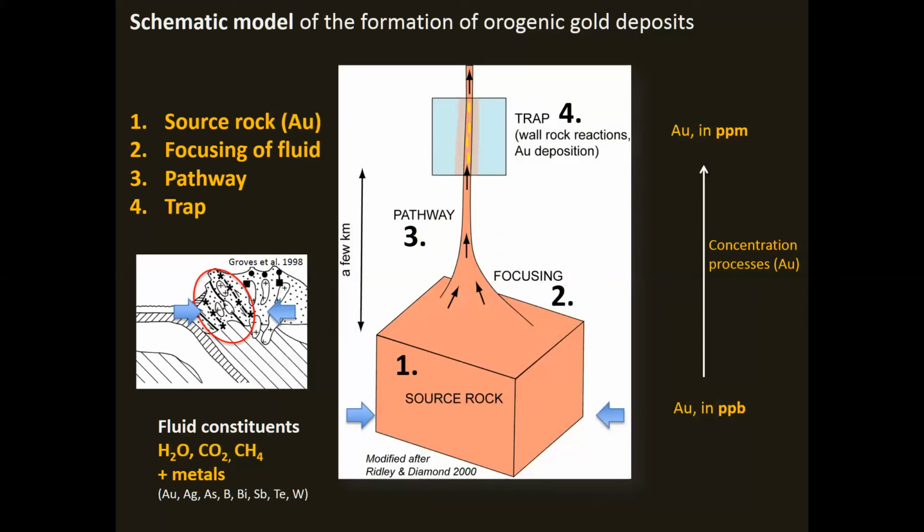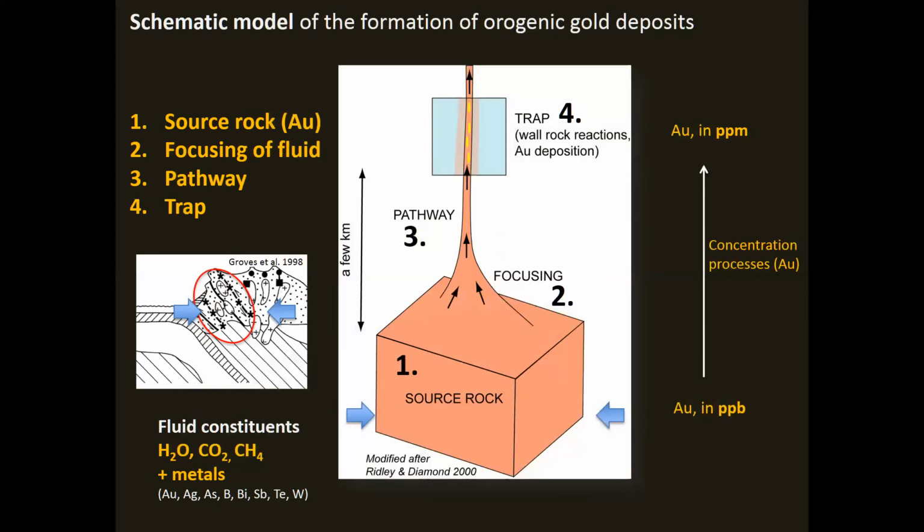And finally, we need some sort of trap. It could be a chemical or a physical trap for this fluid, which would cause the gold that the fluid carries to be destabilized and to precipitate the gold through certain precipitation mechanisms. We will go into that a little bit further later on.